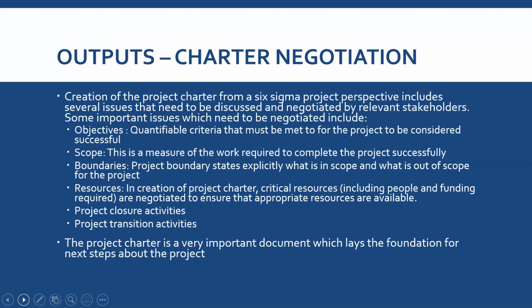What's in the project charter? You should have the objectives for the project, and these objectives should be quantifiable criteria that must be met for the project to be considered successful. The scope of the project is a measure of the work required to complete the project successfully. Boundaries: the project boundary states explicitly what is in scope and what is out of scope, what's within my limits. So you should create the boundaries for your project.